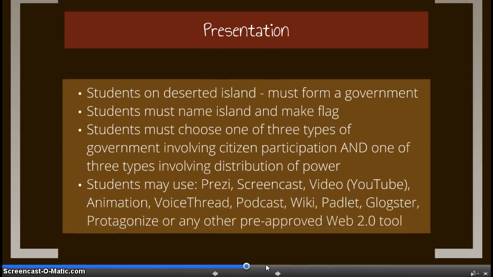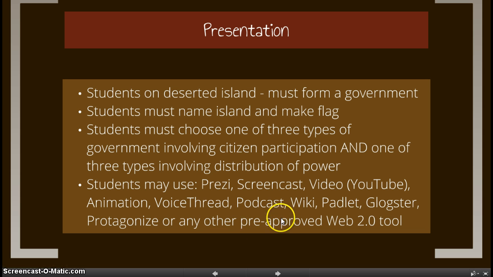The scenario they're given is that they're on a deserted island and they must form a government. They must name the island and make a flag. They must choose one of three types of government involving citizen participation. Those are democratic, oligarchic, and autocratic. And they're also to choose three types of government involving distribution of power, which are federal, confederate, and unitary. If they chose democracy, they had to tell whether it was a parliamentary democracy or a presidential democracy.